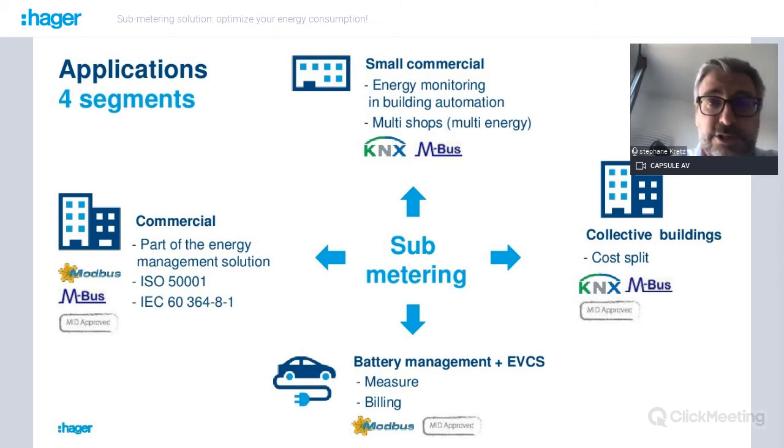Also for charging station, if I have charging station in commercial, I want to do a bill for the one that is charging his car. I need to measure in an accurate way. MID is the right thing, and I need to communicate also to get the information in order to do the billing. I don't want to go to the charging station and to see each time what the client is consuming. So I need communication, for example, Modbus, in order to get the information remotely.